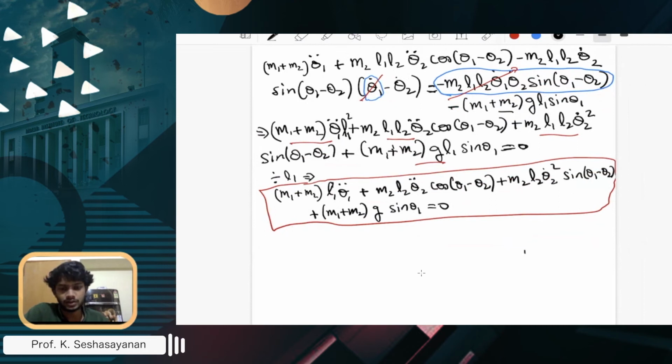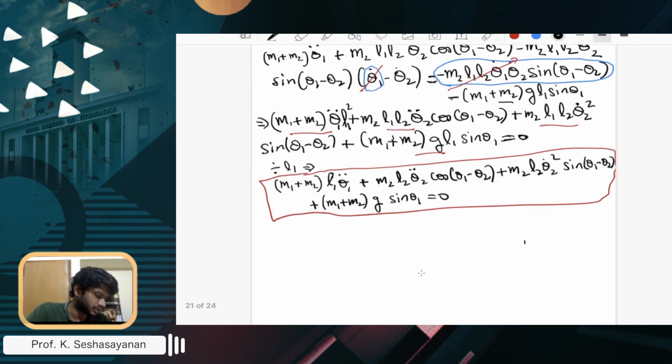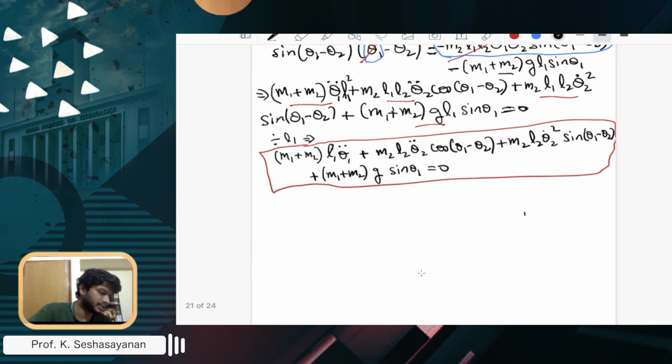Okay. So we can also verify that if we put m2 and L2 to be 0, we get back the standard simple pendulum, which can be verified easily, and you can verify yourself that is indeed what you get. So now let's look at the second equation for theta 2. It's the same procedure.